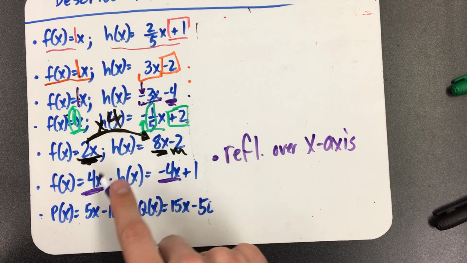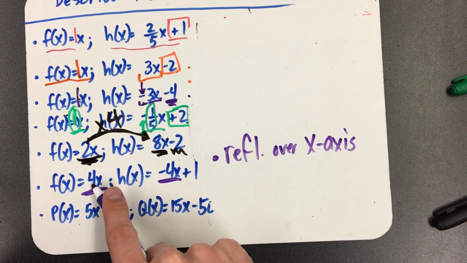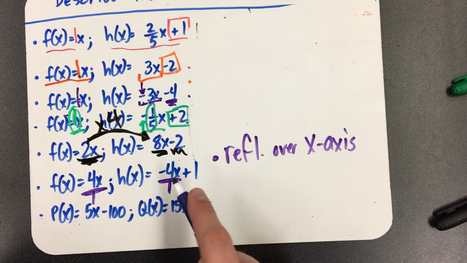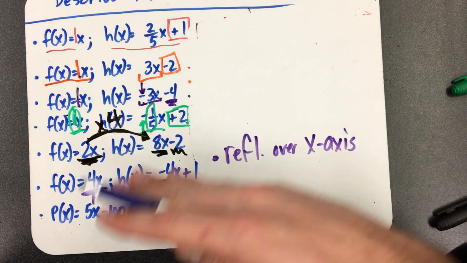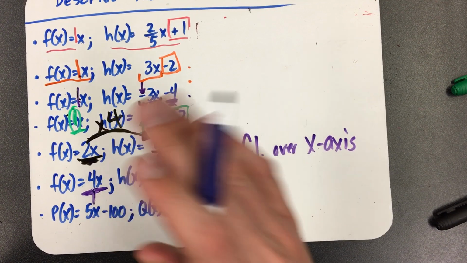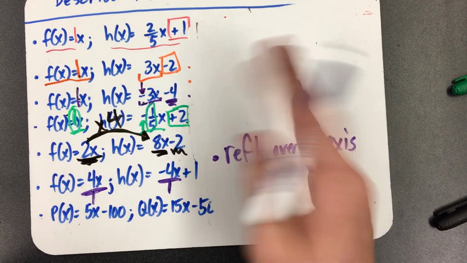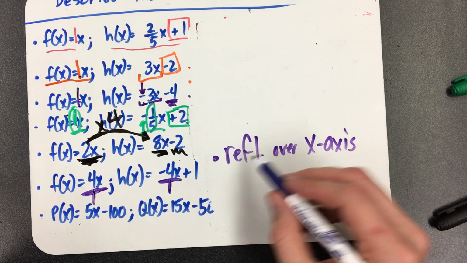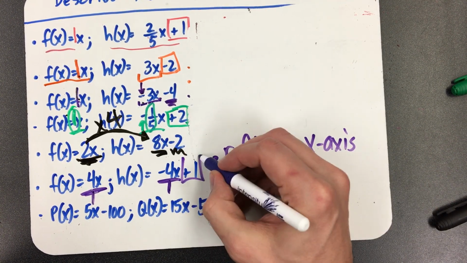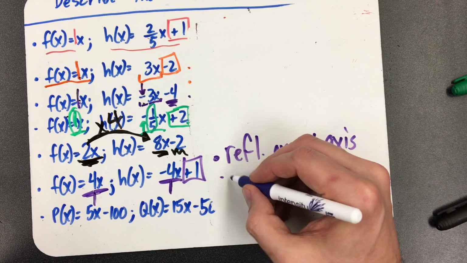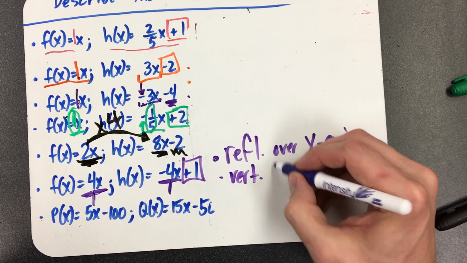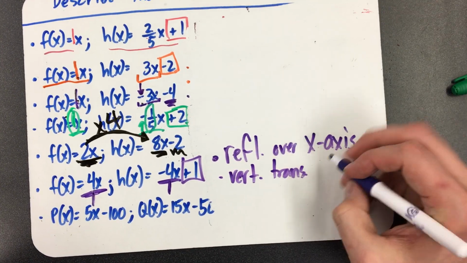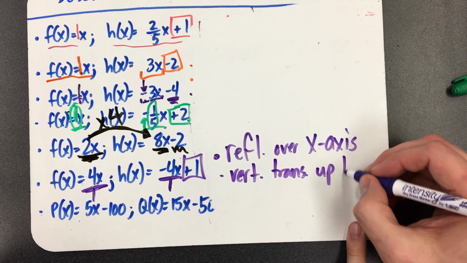Now, did the slope actually change? I mean, the 4 and 4 is the same, right? The number part here, 4 and 4, is the same. So we didn't actually do a stretch or a shrink. We just flipped it because the 4 part didn't change. We just made it a negative, and when you made it a negative, that was the reflection. So really the only thing else we need to say here is we did a vertical translation up 1 unit.